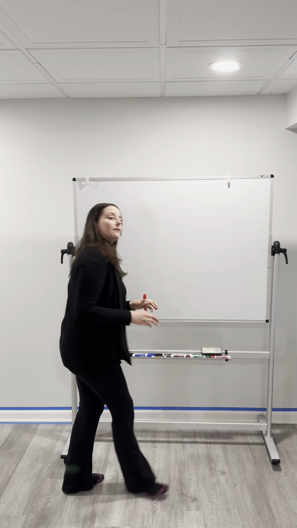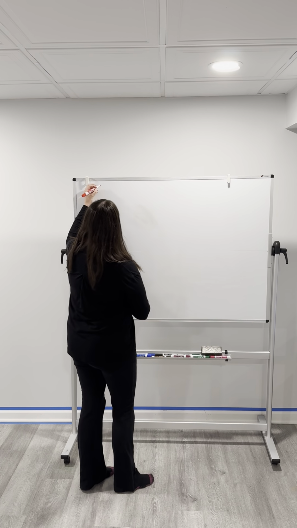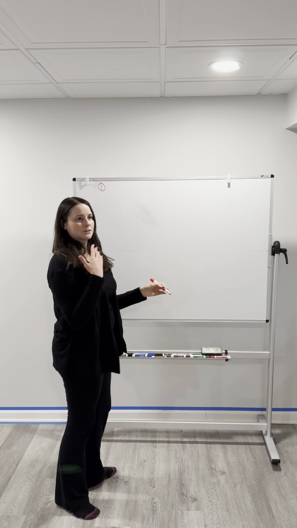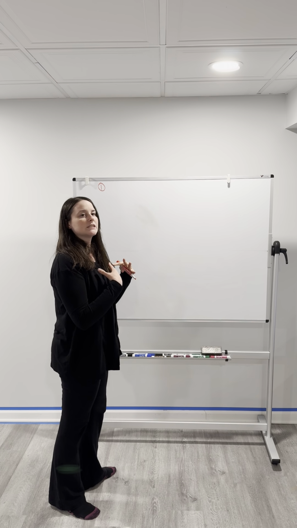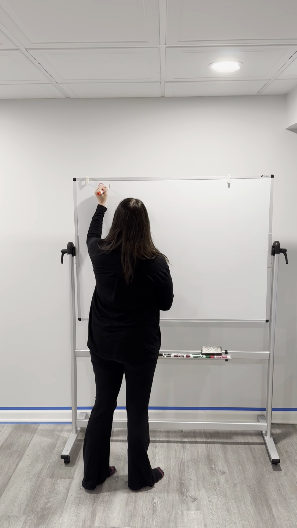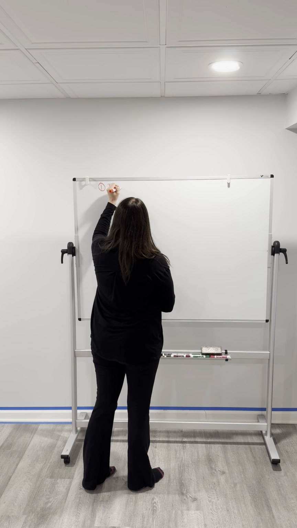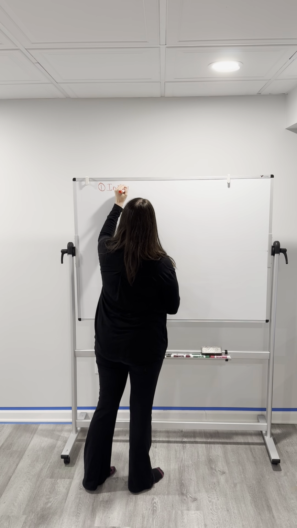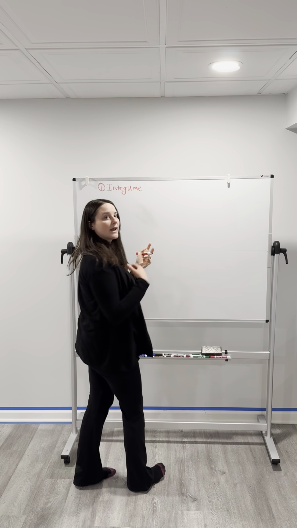All right, so we have first the integumentary system. So I'm gonna number them, but again, there's no real order. All of them work together to help our body to maintain homeostasis, which we'll talk about soon, okay? So integumentary system. This is our skin, hair, and nails as well.